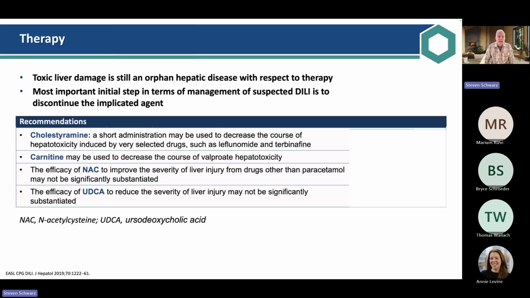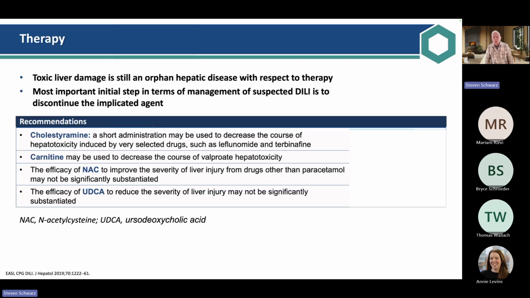Now, toxic liver damage is still considered to be an orphan hepatic disease with respect to therapy. There are very few approved therapies. The most important step is to discontinue the implicated agent. There are some drugs which may be used, cholestyramine in drugs that are lipid soluble requiring micellar solubilization, or those that undergo an enterohepatic circulation. Again, you have to know what the drug is before you would consider using something like cholestyramine.